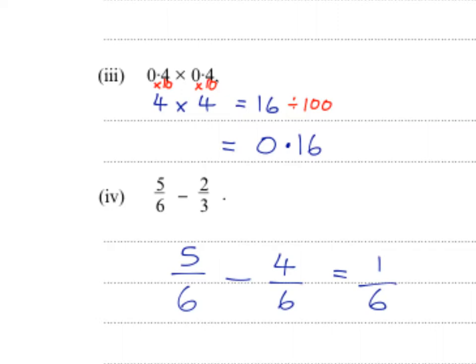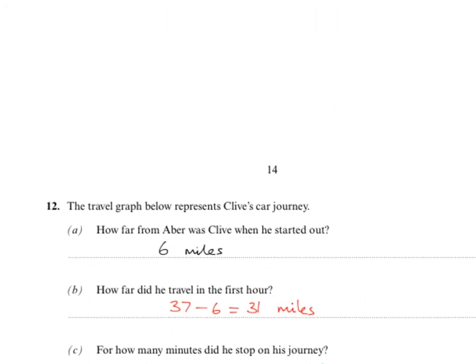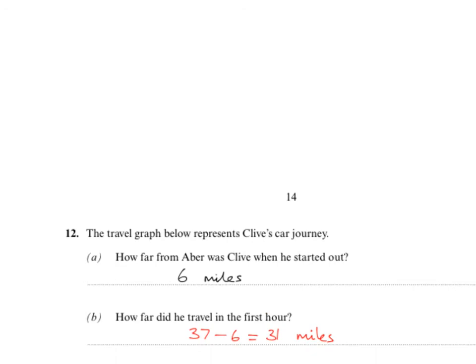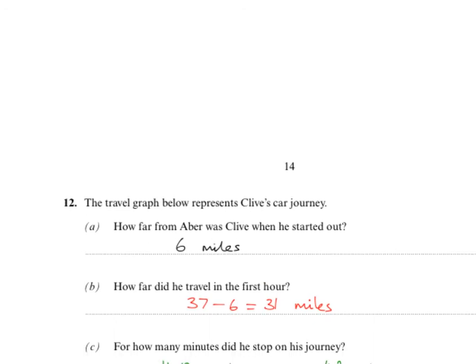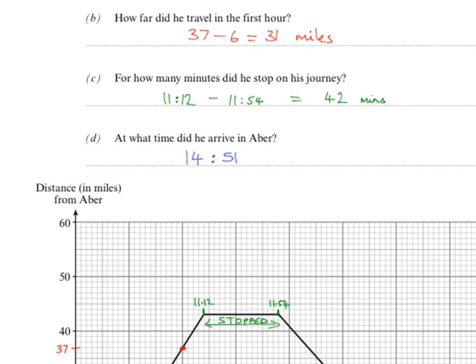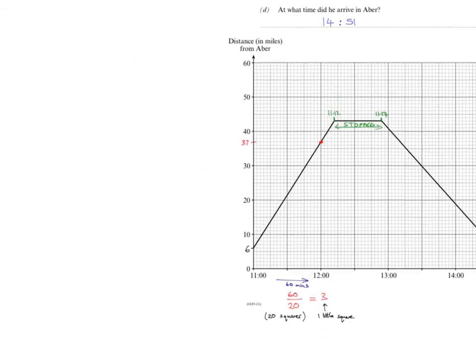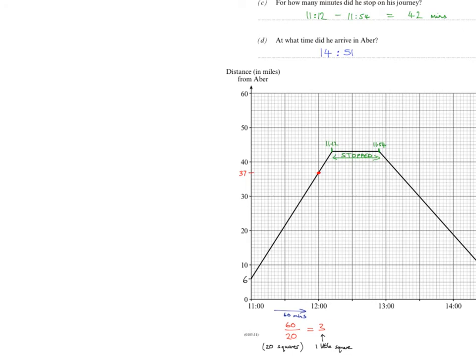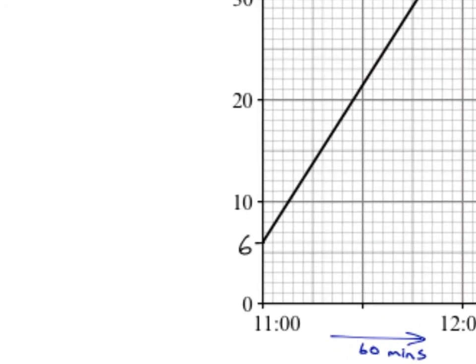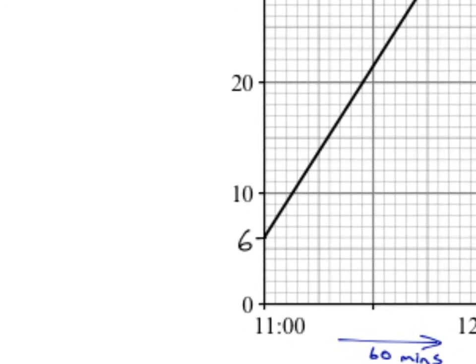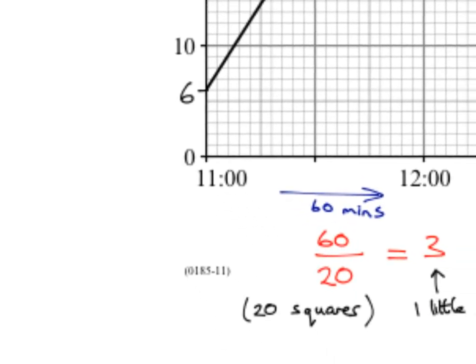Okay then, so first things first, how far was ABBA from Clive when he started out? Well, where was he? Well, he started by here. And it says distance in miles from ABBA, and he started there, which I went up and just counted the little squares and said it was 6. That scale was easy enough to work out. It's this scale down here which is a bit of a pain.